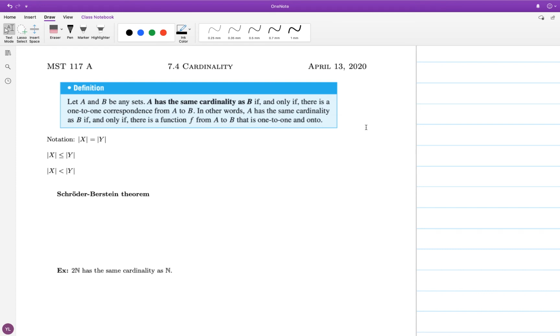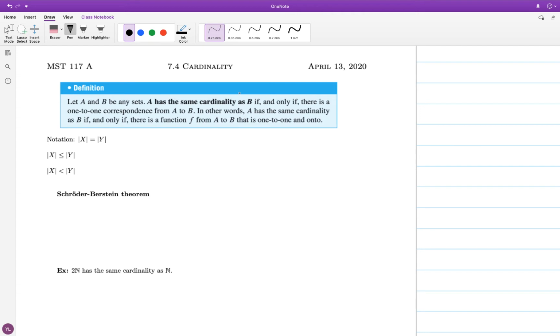All right, in this section we're going to talk about cardinality of infinite sets. When you're talking about finite sets, cardinality is easy. The cardinality of a finite set is just how many elements are in the set. But when it comes to infinite sets, it might be surprising that there are different types of infinity that an infinite set can have the cardinality of.